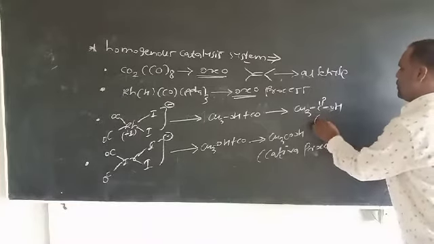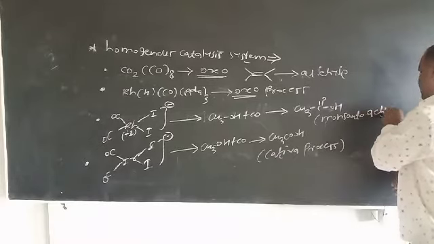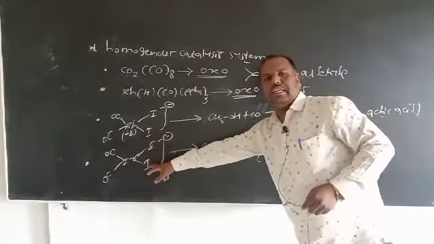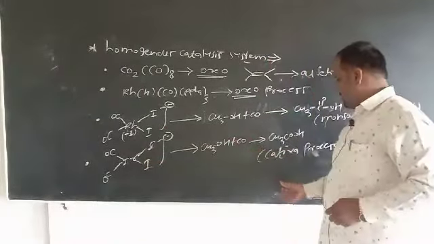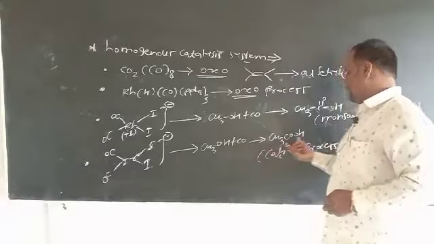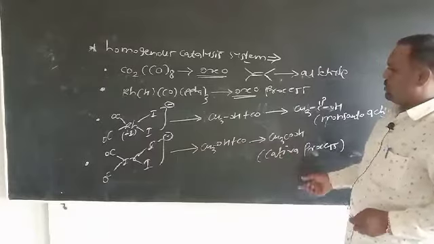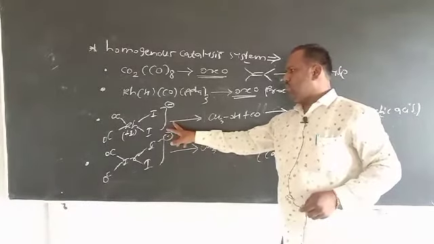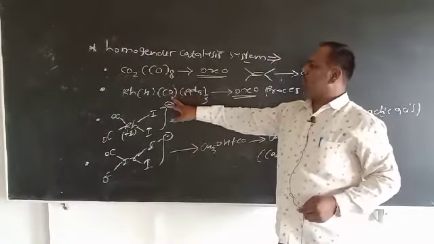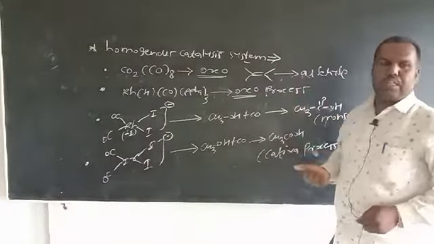This is your Monsanto acetic acid synthesis. If rhodium is replaced by iridium, then the process is known as the Cativa process, and it is also useful for conversion of alcohol into acid. So keep in mind: rhodium complex, Monsanto acetic acid synthesis; iridium complex, Cativa process. Dicobalt octacarbonyl and the rhodium complex are used for the oxo process, conversion of alkene to aldehyde.